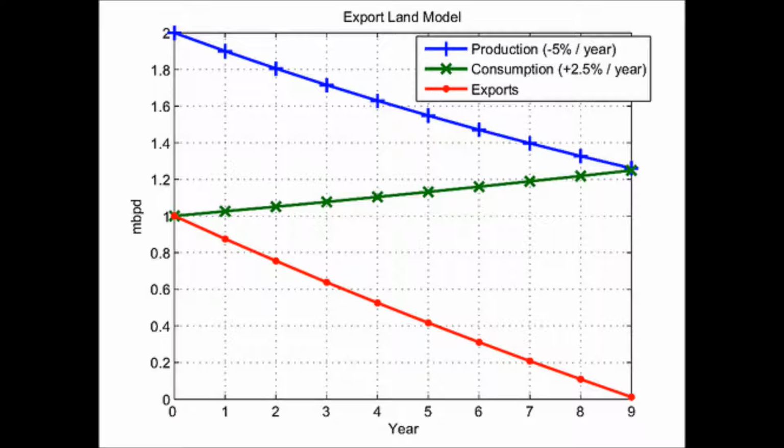Today I'm going to be talking about the export land model. The export land model is an important way of looking at a country that has already peaked in oil production. It was invented by a geologist by the name of Jeffrey Brown. Basically, the theory is that countries, once they have peaked, will decline in their oil production. And as you can see in the graph, since their economies continue to grow, they will increase their consumption.